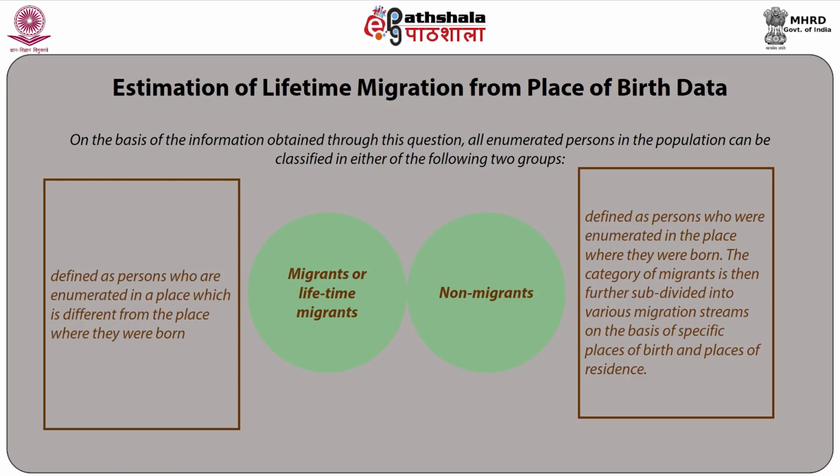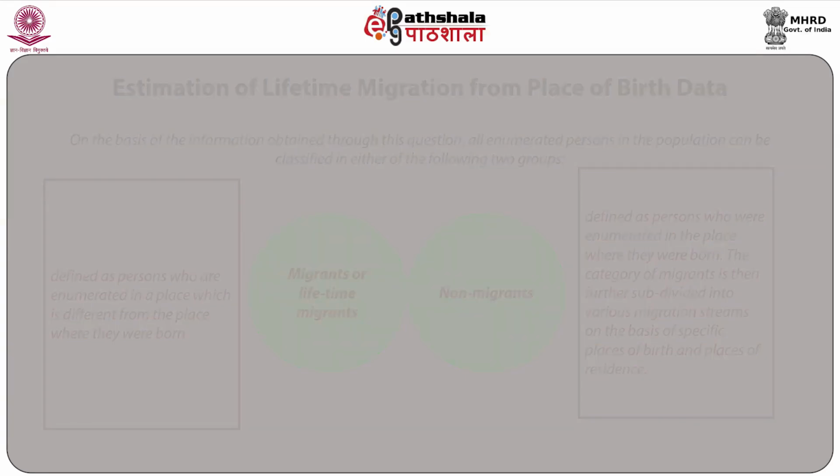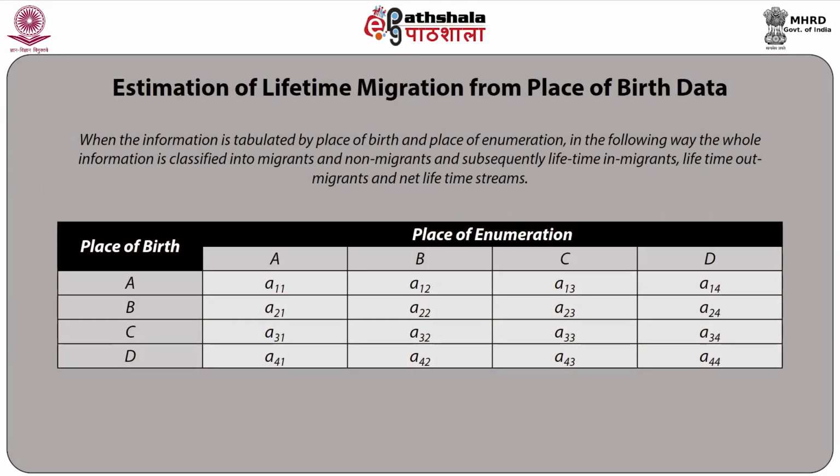The category of migrants is then further subdivided into various migration streams on the basis of specific places of birth and places of residence. When the information is tabulated by place of birth and place of enumeration, in the following way, the whole information is classified into migrants and non-migrants, and subsequently lifetime in-migrants, lifetime out-migrants, and net lifetime streams.